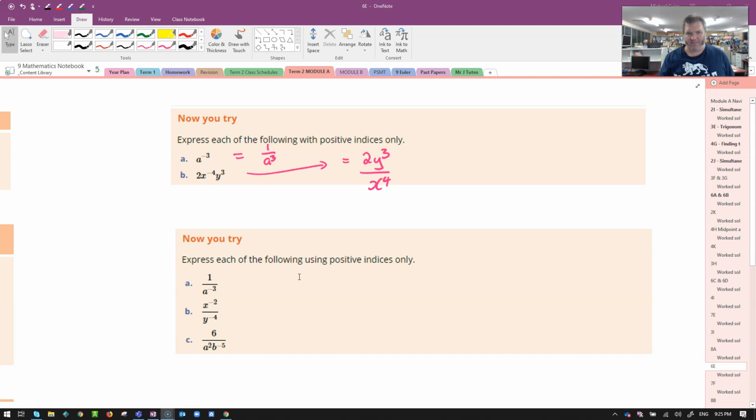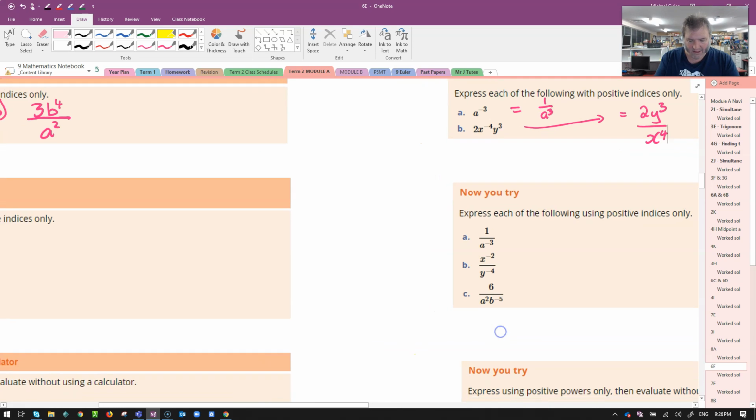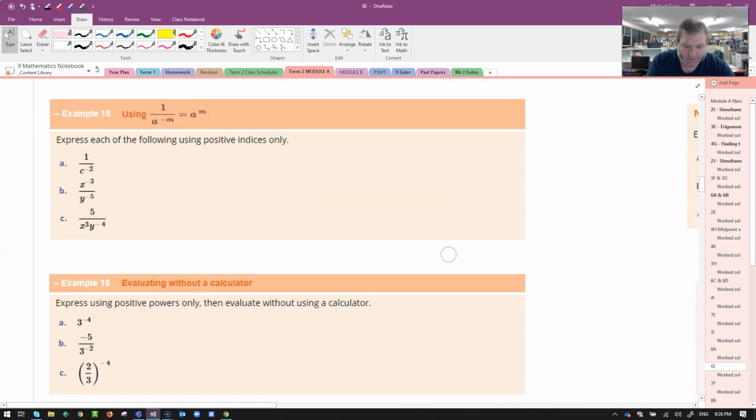And the second one there, part B, it's only the x that has the negative power. It moves down to the denominator to become positive. The 2 stays at the top, so does the y cubed. They didn't need to change, they already had positive powers. 2y cubed over x to the power of 4, and you're done. Let's go and have a look at the next examples.